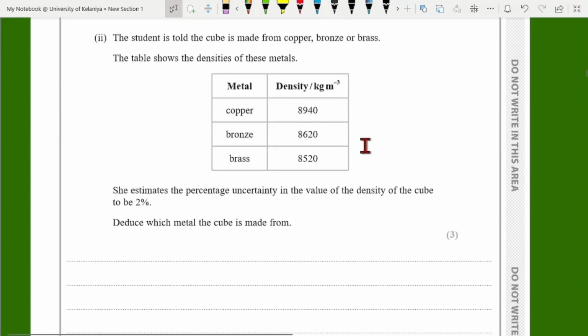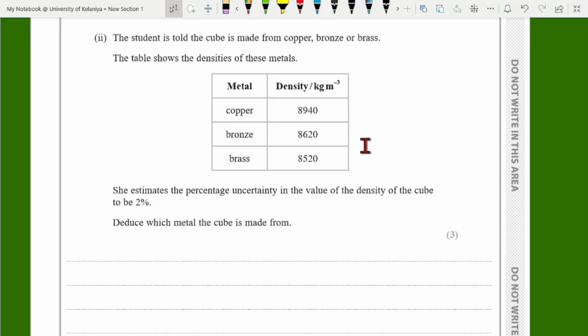Then here the student is told the cube is made from copper, bronze or brass, right? The table shows the densities of these metals. Here we have the density of copper, the density of bronze, and the density of brass. Then she estimates the percentage uncertainty in the value of the density of the cube to be 2%. Deduce which metal the cube is made from. Right, how can we do this one?